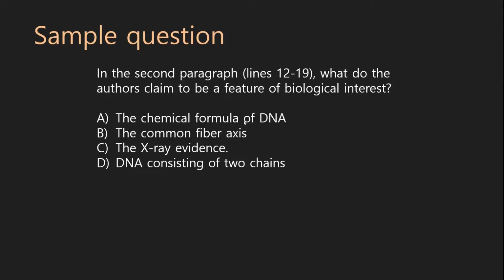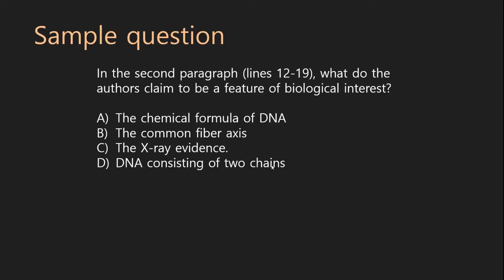A, the chemical formula of DNA. Nope, it doesn't talk about anything about a formula, does it? B, the common fiber axis. Now, I don't even know what that is. It's probably in the passage somewhere, so I'm going to leave that as a probably not. I'll come back to it if I can't find the answer I'm looking for, right? C, the X-ray evidence. Again, that wasn't what the biological interest was, was it? It was that there's not one, but two chains. And finally, D, DNA consisting of two chains.